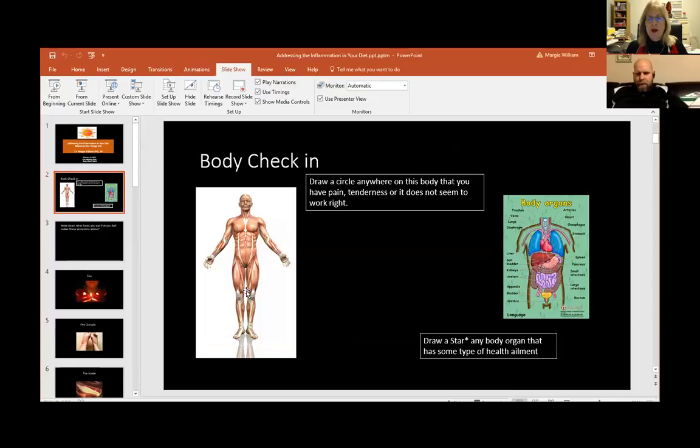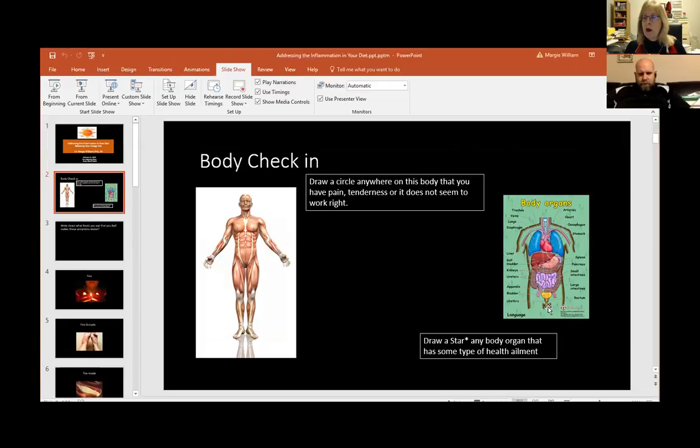Then the other thing I want you to do when we think about inflammation, we think about pain and tenderness, but what we really don't think about is inflammation inside an organ. So if you have, again, your little stick figure, you could pretend there's some organs at different parts. If you have, for instance, a problem with asthma, you have bronchitis, you could draw some little stars in your lungs. If you have a problem with fatty liver disease, if you have some colitis, you have some gastritis, which is your stomach.